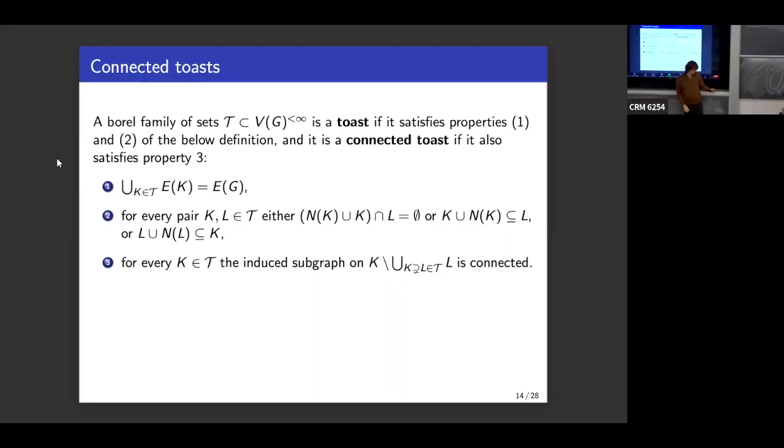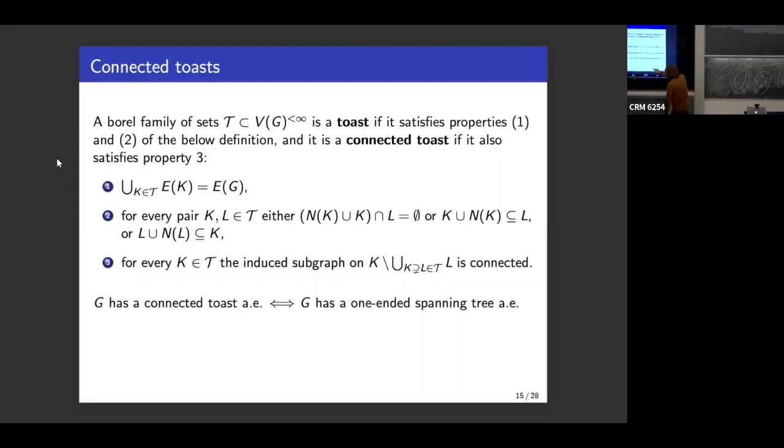I'll point out that G has a connected toast almost everywhere if and only if it has a one-ended spanning tree almost everywhere. In the paper with Gabor and Martin, where we define connected toasts, we use this direction: we use the fact that we already knew how to find these one-ended spanning trees to build the toasts. But the other direction is actually even easier to prove. So maybe let me very quickly sketch it.